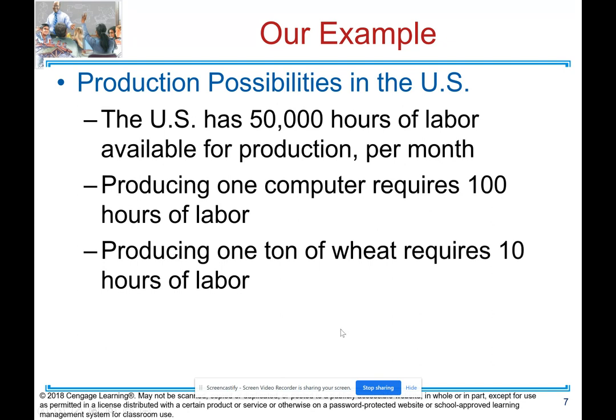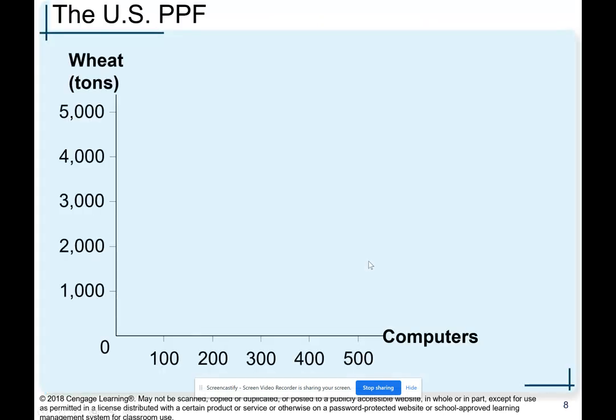So let's revisit production possibilities in the United States. In the last chapter, we saw that the US has 50,000 hours of labor available for production per month. Producing one computer requires 100 hours of labor. Producing 1 ton of wheat requires 10 hours of labor. We can plot that information on a two-dimensional graph.